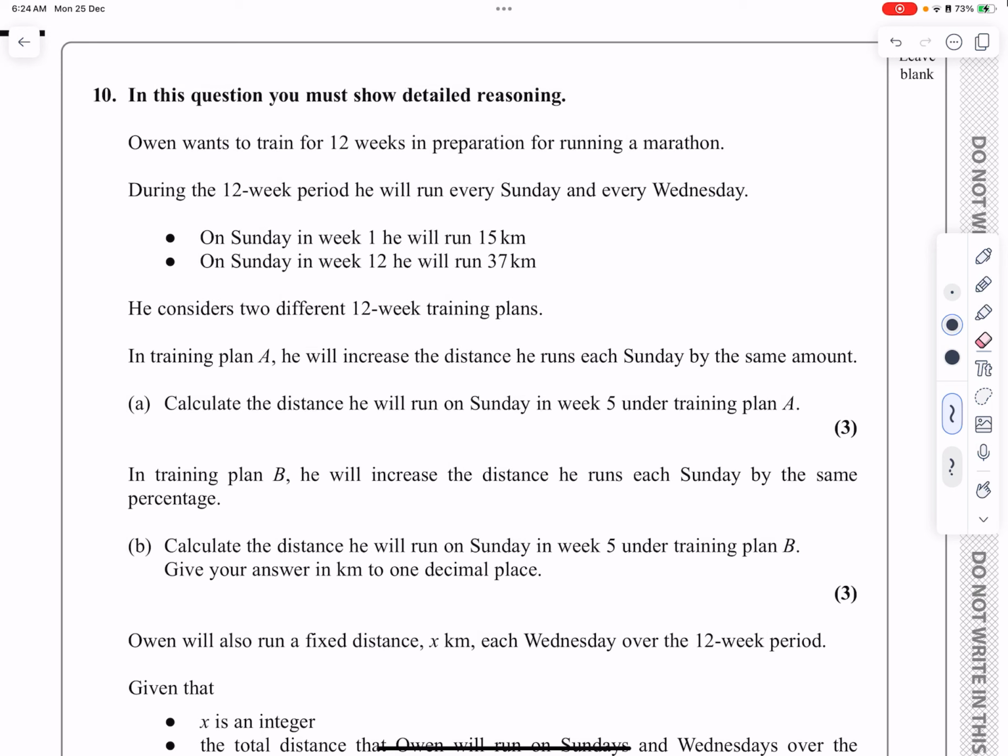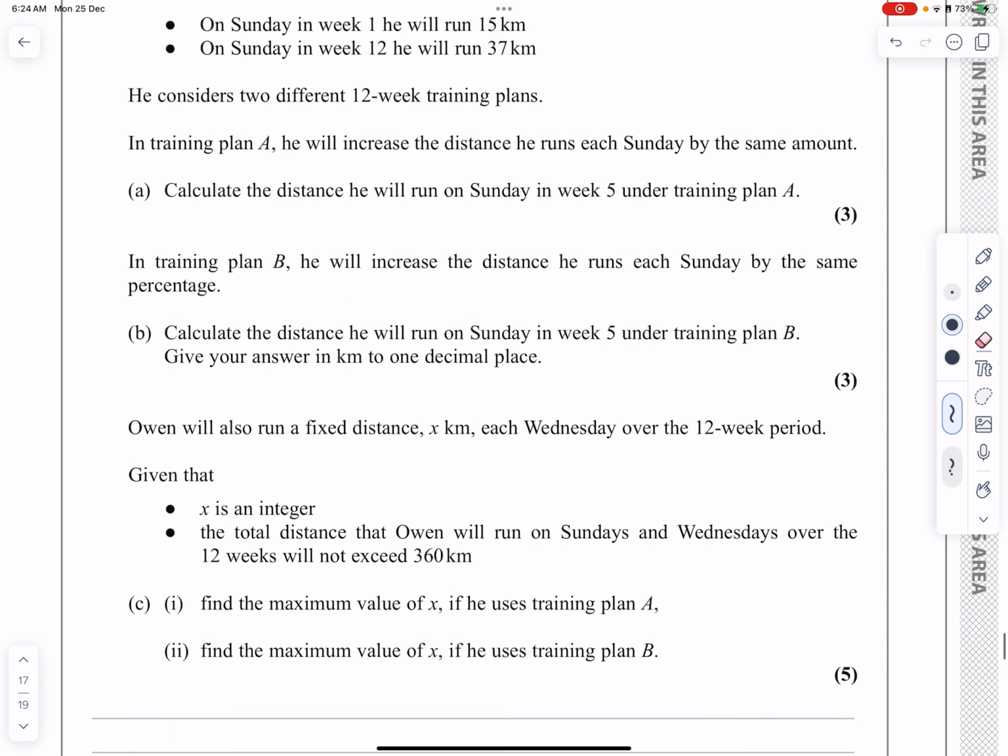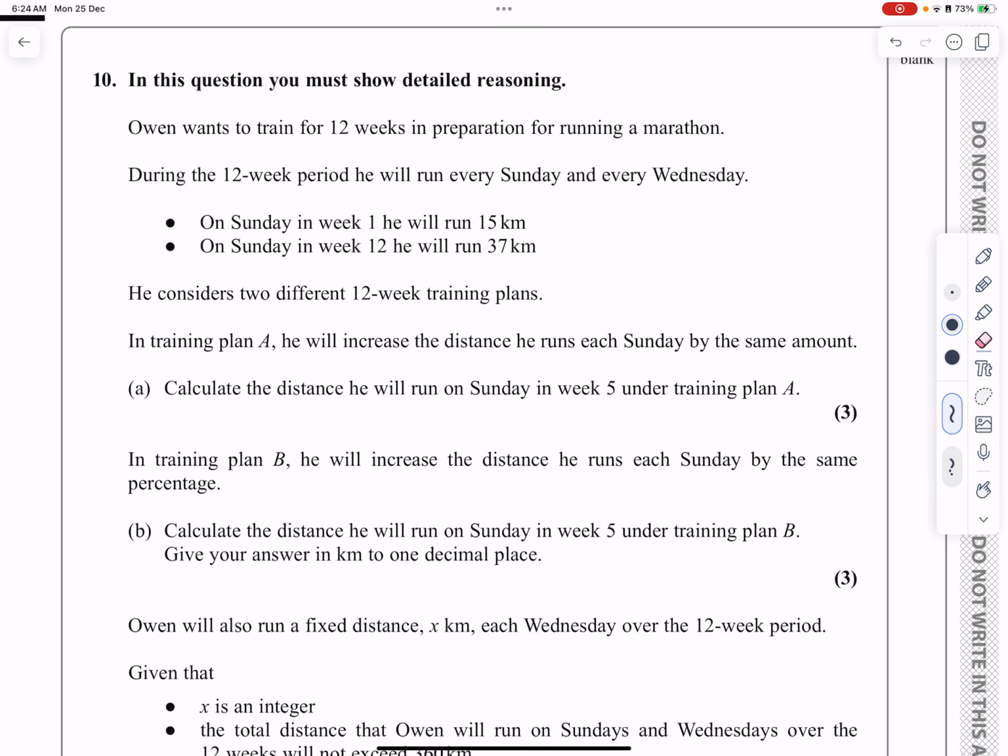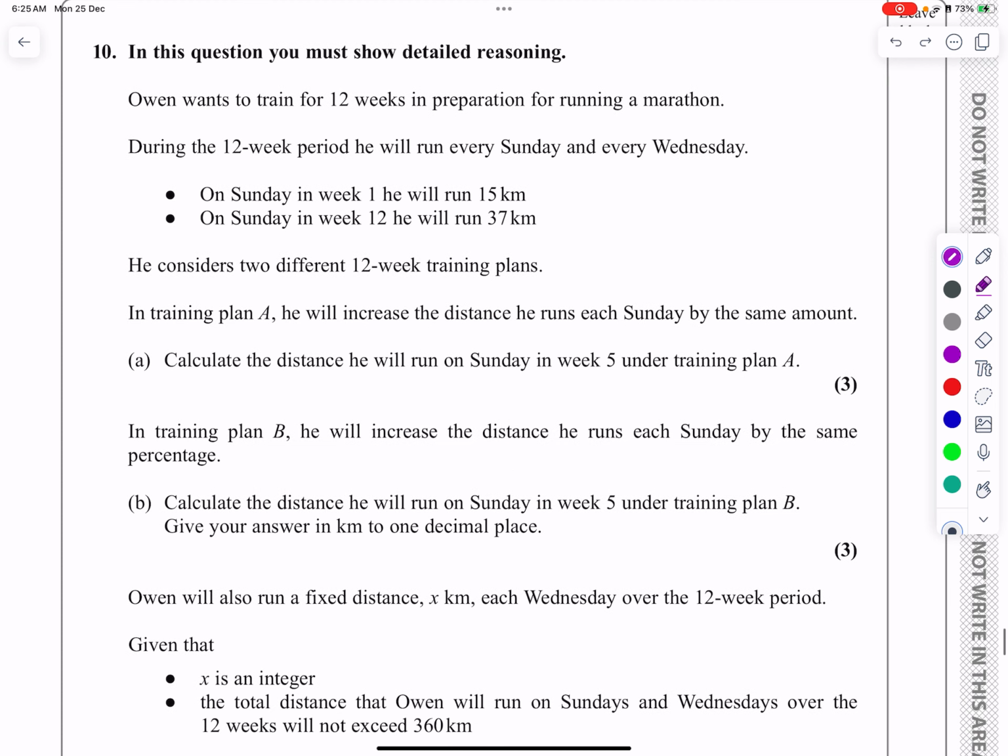Okay, this is the P2 paper from January 2021. This is question number 10, the last question on the paper. And if we look at it, we can see it's quite a long question. It's actually a modelling with series question, and we're going to have some work on arithmetic sequences for part A, on geometric sequences for part B. But mainly it's a modelling question. So let's have a look at it and we'll see how we get on with it.